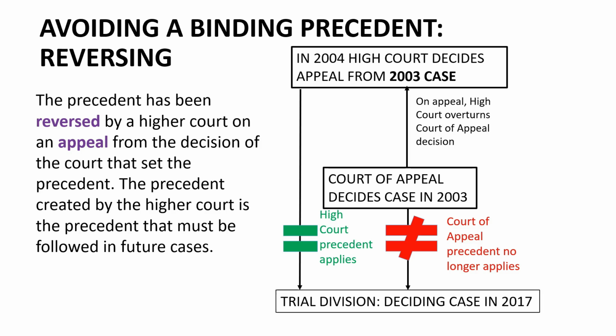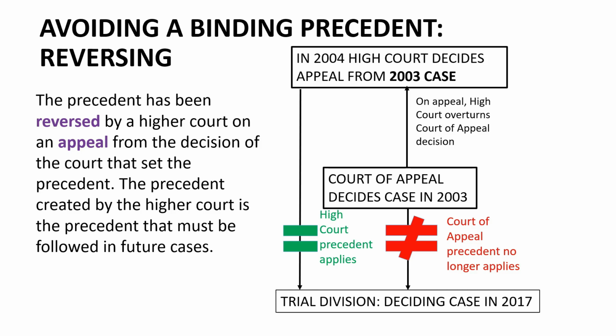What this means for the Trial Division when it decides its case in 2017 is that the Trial Division is not bound by the precedent established by the Court of Appeal. This is because that precedent has been overturned, that is reversed, on appeal to the High Court, which is a court that is higher than the Court of Appeal. Instead, the Trial Division is bound by the precedent established by the High Court when it reversed the Court of Appeal's decision.